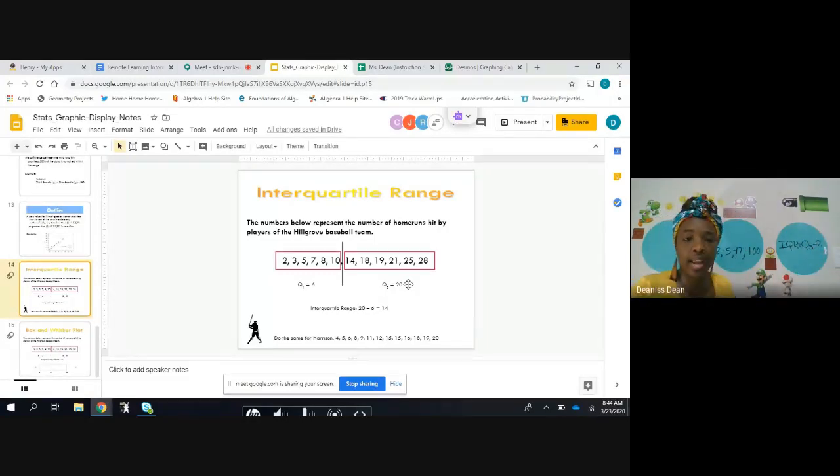Because the regular range, remember, regular range, you subtract the highest and lowest number from each other. All right. Interquartile range, you subtract the highest quartile, the Q3 that we have here, and subtract Q1. All right. So for example, here they had their quartile, Q3 was 20, Q1 was 6. So to find the interquartile range, they just subtract.